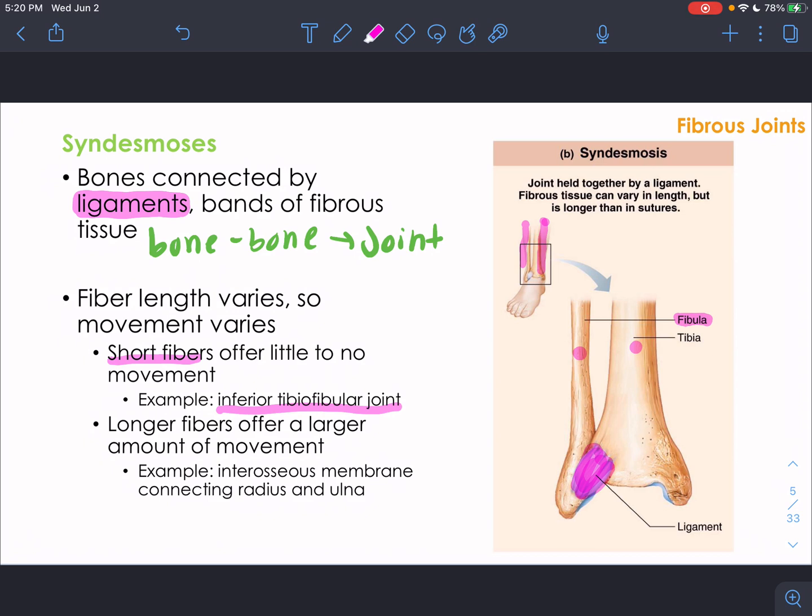Some examples of longer fibers that allow more movement is the membrane that connects the radius and ulna. Okay, so our radius and ulna we're able to kind of twist around, move a little bit more than the bones in our legs. So it's important to have a little bit longer connective tissue to allow for more movement.